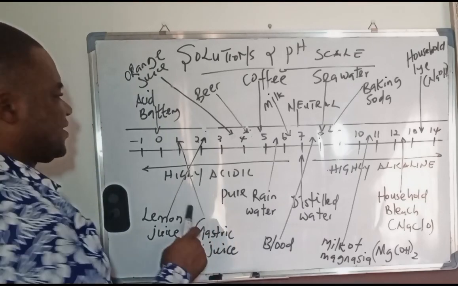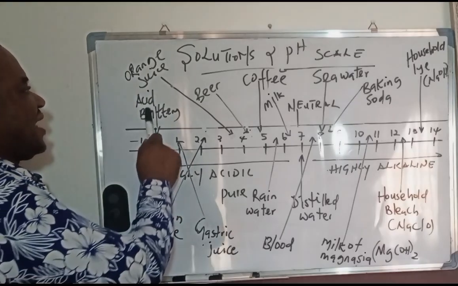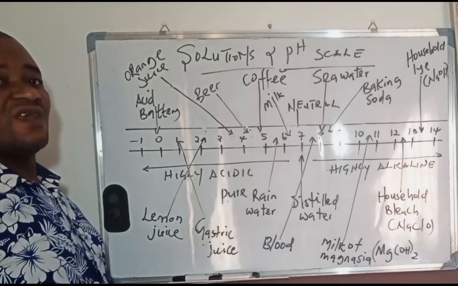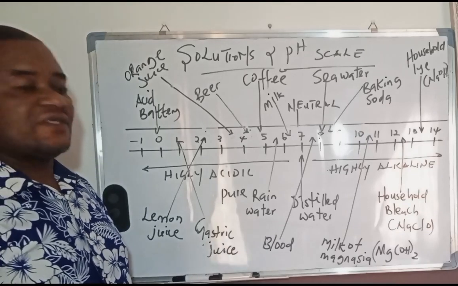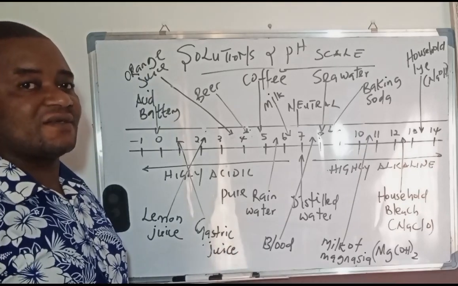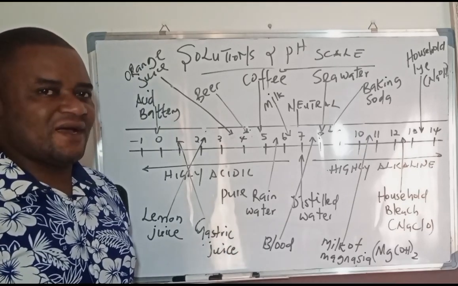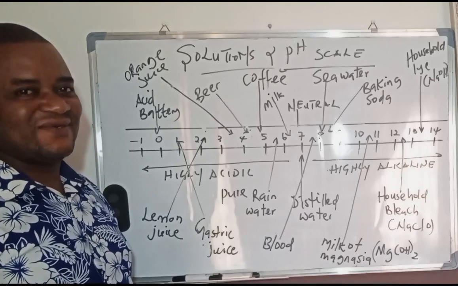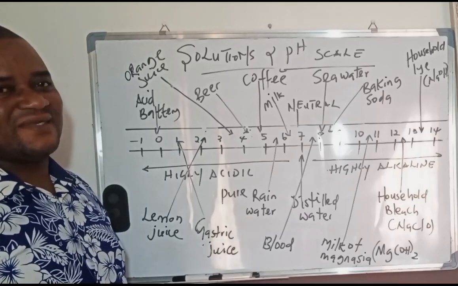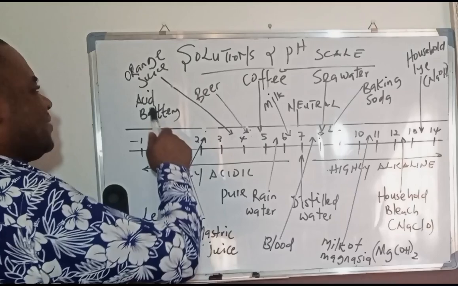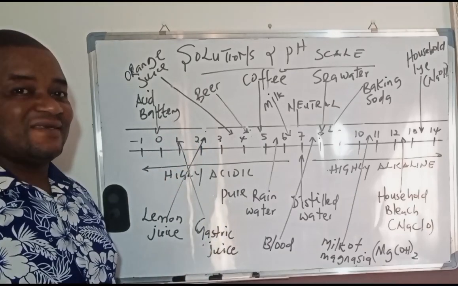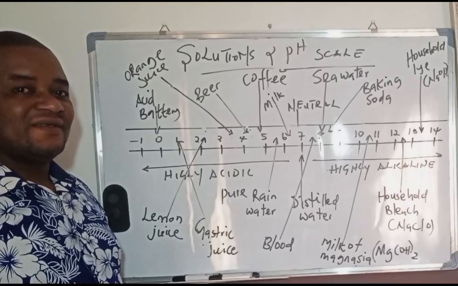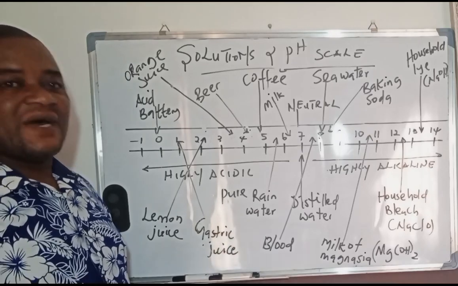Now you can also see that acid battery has a pH of 0. That means very high acidity. And that is why you must avoid pouring acid batteries around your hands or even around metals. For those of you who have cars and use car batteries and all those things, they contain acids at a pH of 0, already quite high. So you must avoid mishandling them.